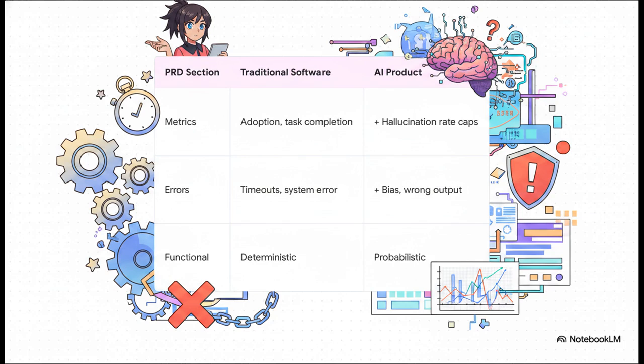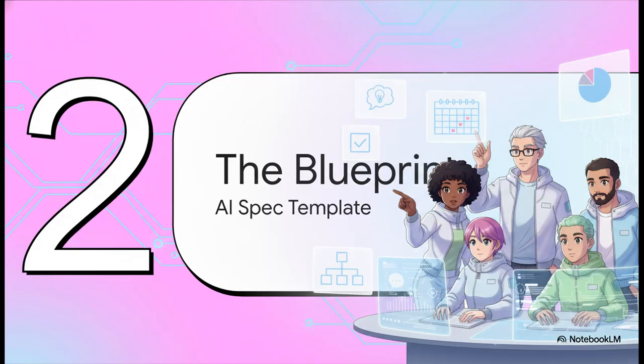Success metrics have to expand too. You aren't just looking at basic adoption rates anymore. You must explicitly define inference costs per user, latency percentiles, and, this is huge, explicit caps on hallucination rates. That means setting the absolute maximum number of times the AI is allowed to confidently make things up before we literally pull the plug. Section 2, the blueprint, AI spec template breakdown.